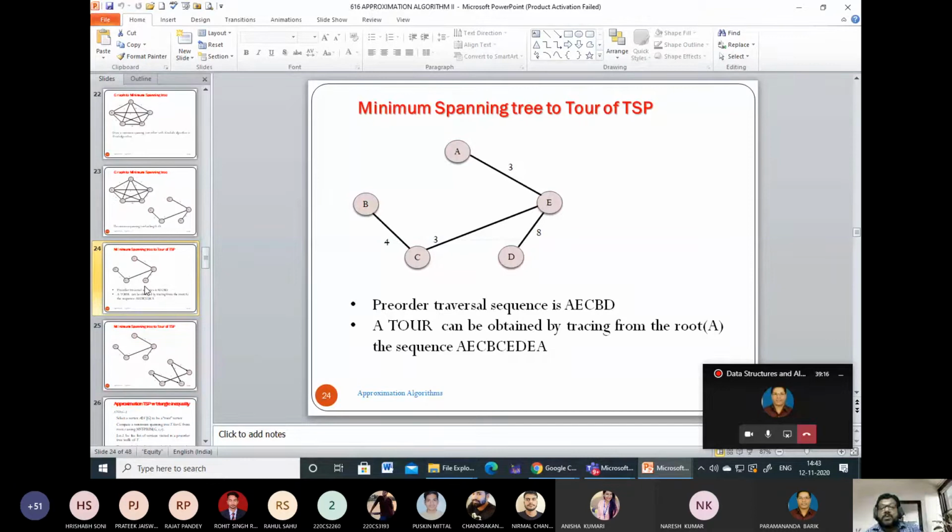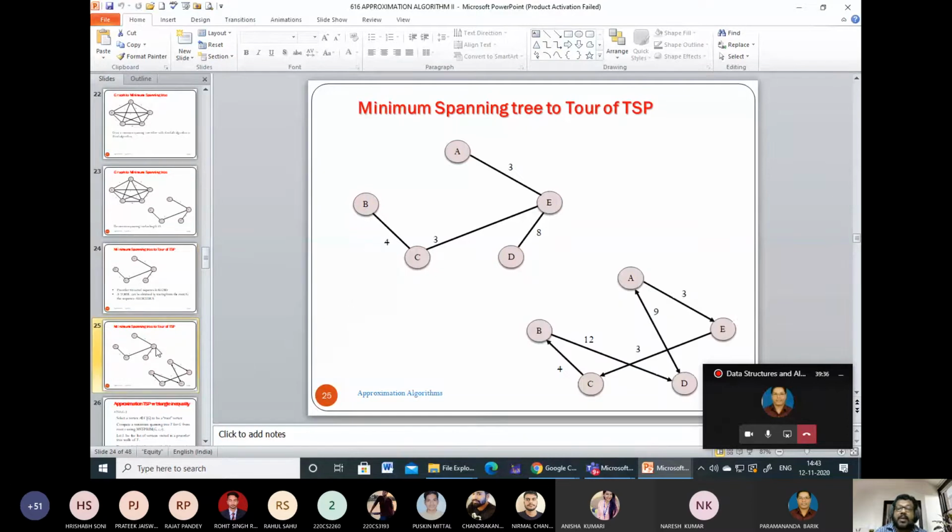let us say you start with the root A. Then you go to the node E. From the node E, you come to C. Then from C you are going to B. And when you are doing that, we apply this concept, the pre-order traversal. So look into this, we will connect the way we try to compute a tour.